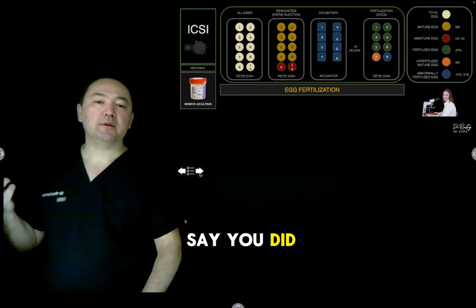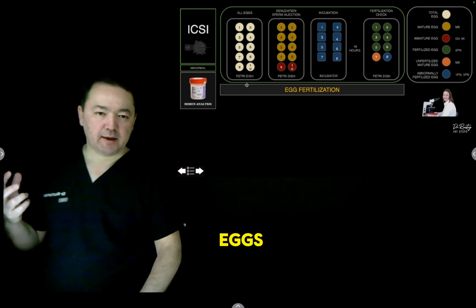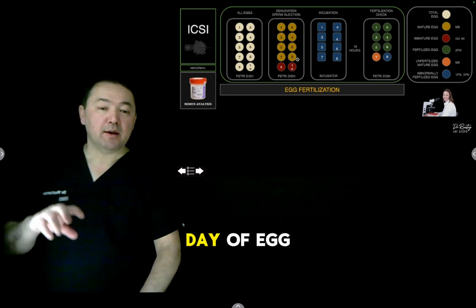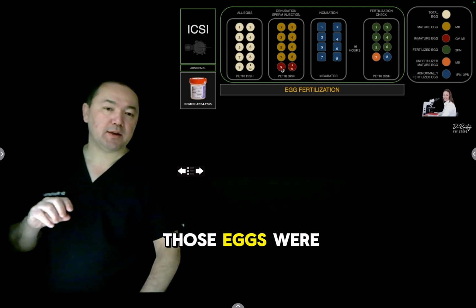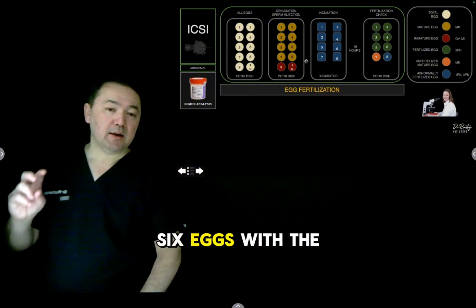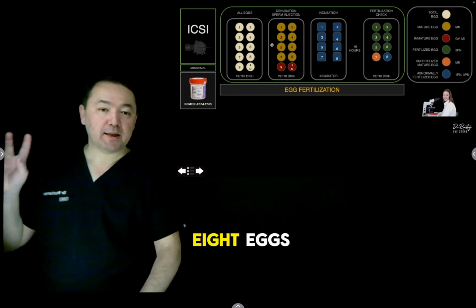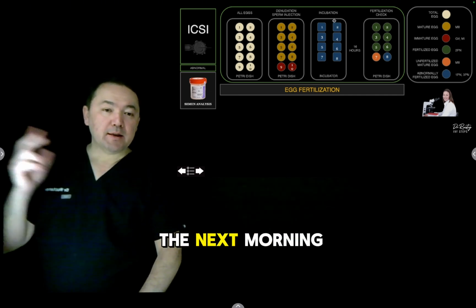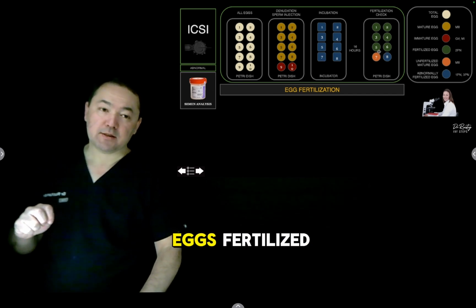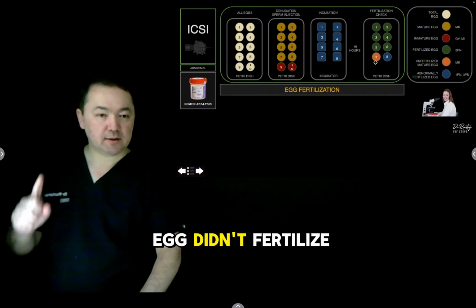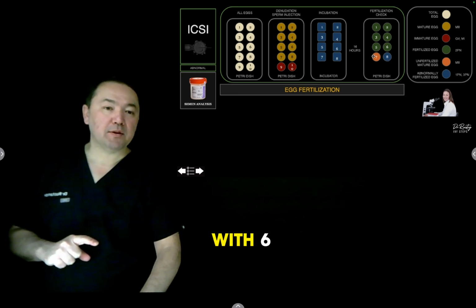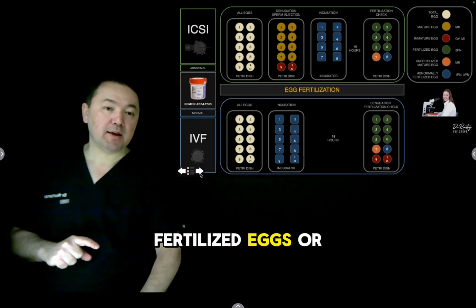Now let us say you did ICSI, so you got 10 total eggs. Then you strip off the eggs from the surrounding cells on the same day of egg collection. Then you found out 2 of those eggs were immature. Those eggs you discard. Then you injected 8 eggs with 8 sperm. The next morning, when you check, you found out that 6 of those eggs fertilized, and 1 mature egg didn't fertilize. 1 mature egg abnormally fertilized. Then you are left with 6 fertilized eggs or embryos.